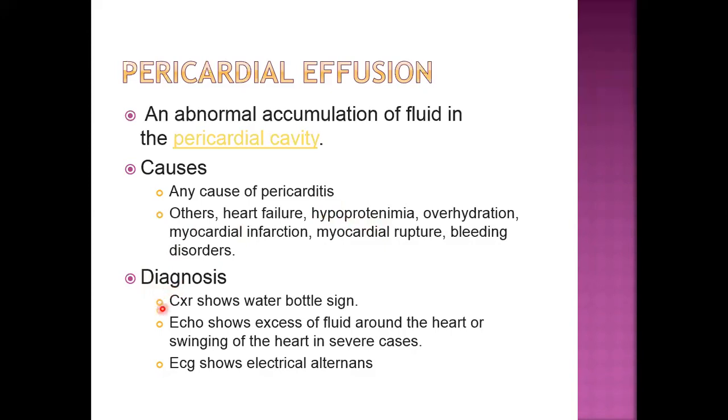It is diagnosed by performing chest X-ray, echocardiography, and ECG. Chest X-ray will show us the typical water bottle sign. Echo shows the excess fluid collection around the heart, and in severe cases, if there is massive pericardial effusion, then the swinging of the heart from left to right and right to left can also be observed. And ECG shows a typical pattern called electrical alternans.